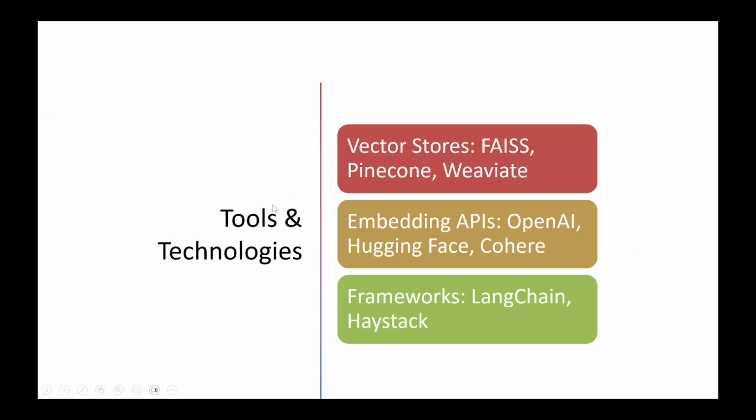Talking about tools and technology for vector storage, which is similar to a database, it uses FAISS, Pinecone and Weaviate. FAISS is a library for efficient similarity search and clustering of dense vectors.